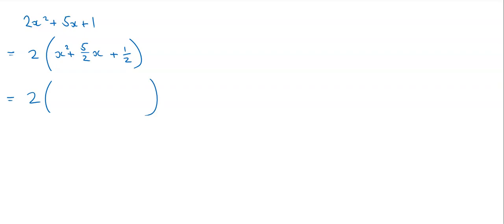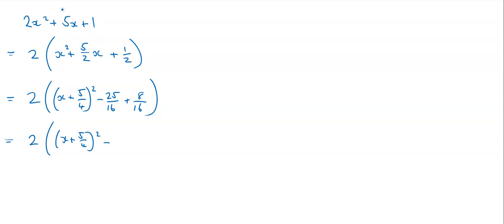Big brackets, we're working inside now. Half of 5 on 2 is 5 on 4. The byproduct is 25 on 16 plus a half. Well, I'm going to write plus 8 on 16, which gives me 2x plus 5 on 4 squared minus 17 on 16. Expand that, I get 2x plus 5 on 4 squared minus 17 on 8.